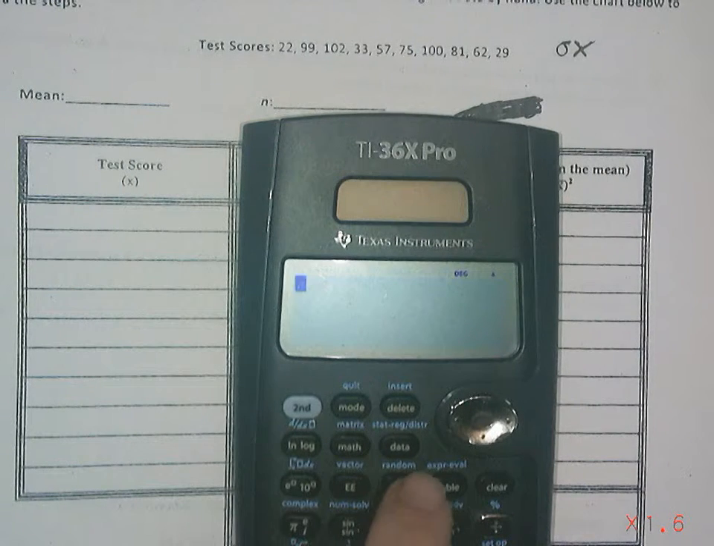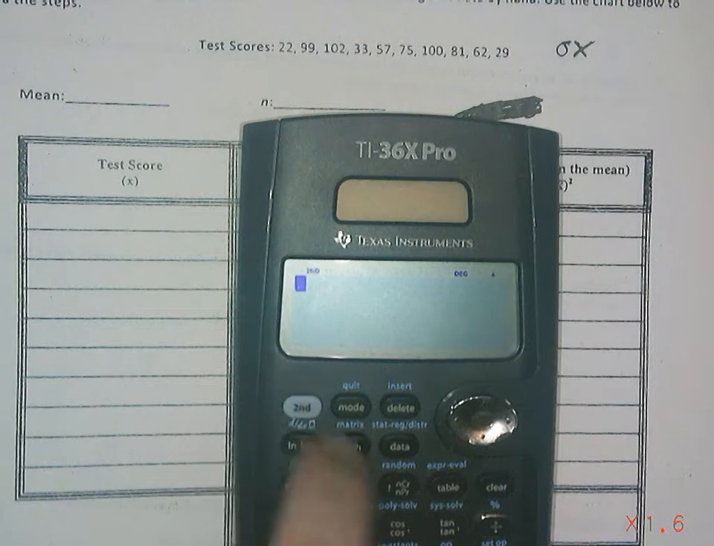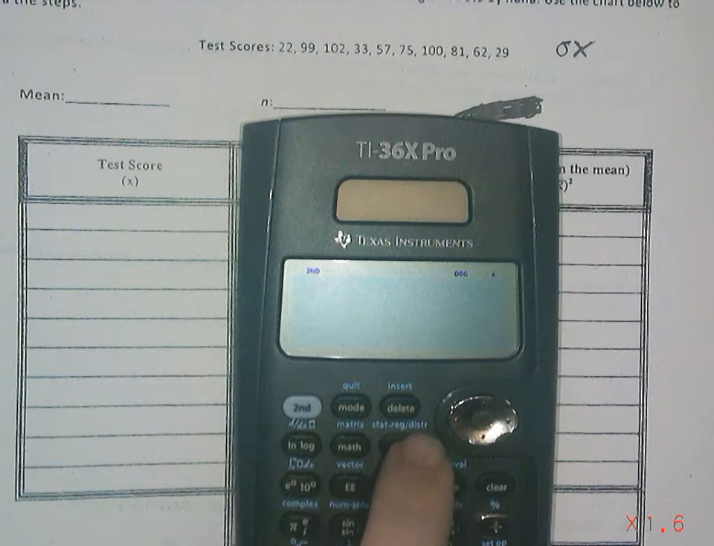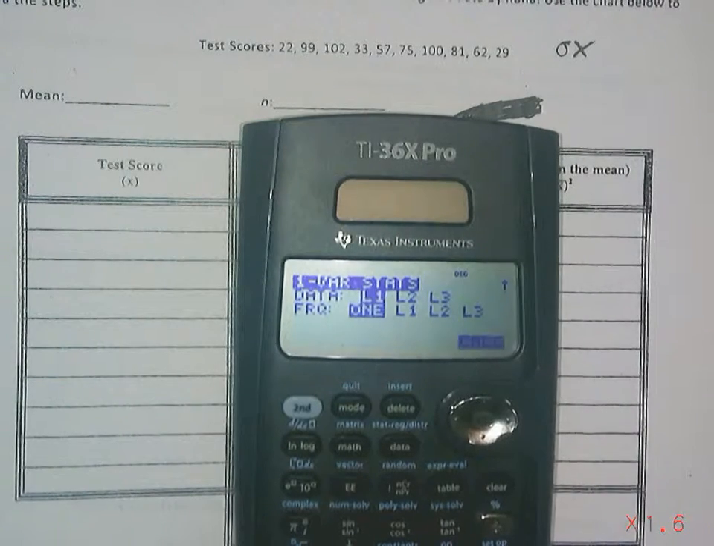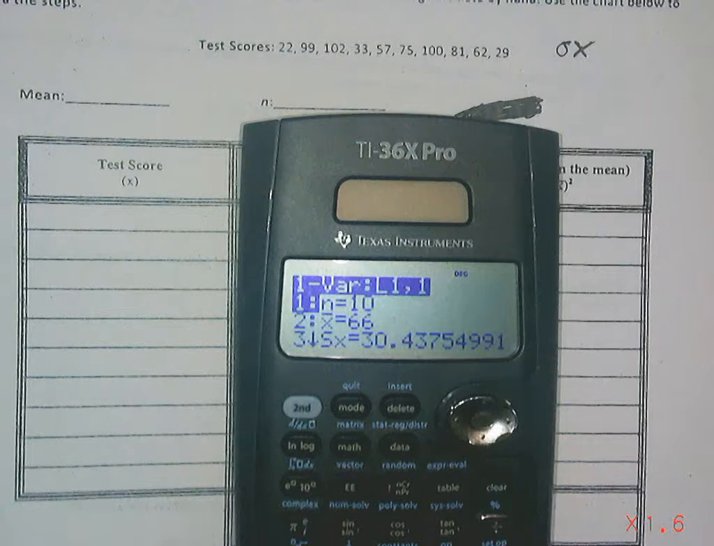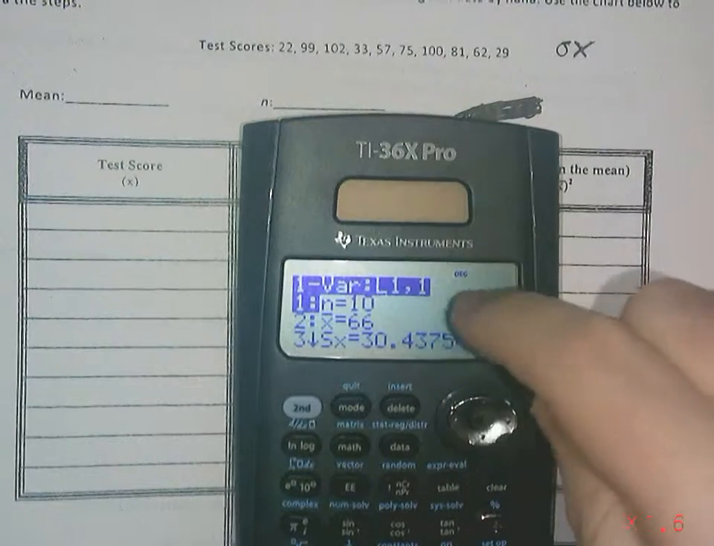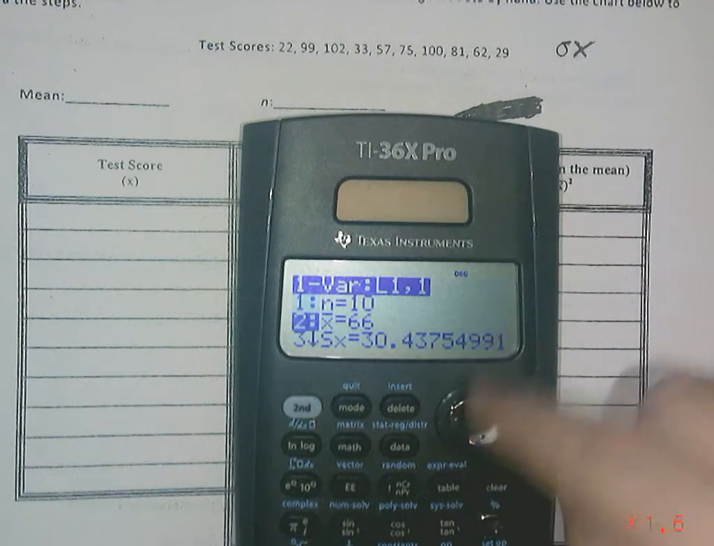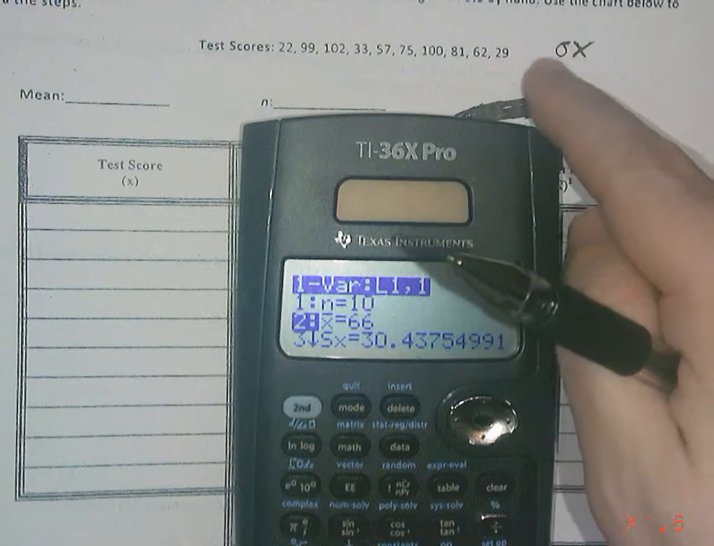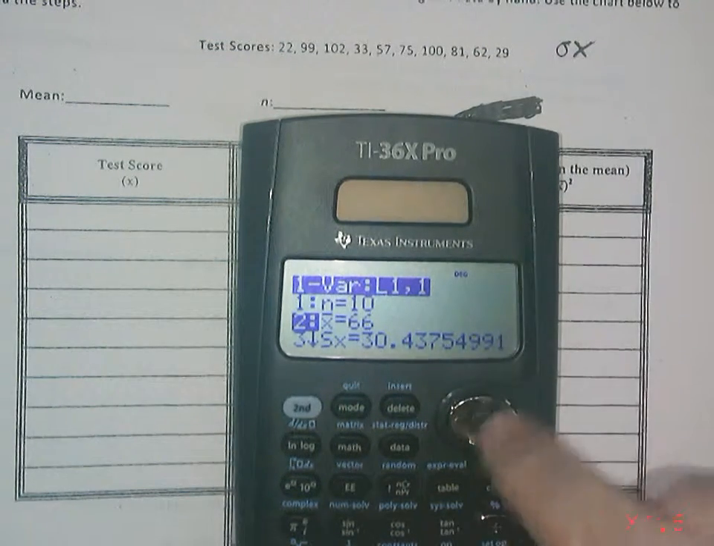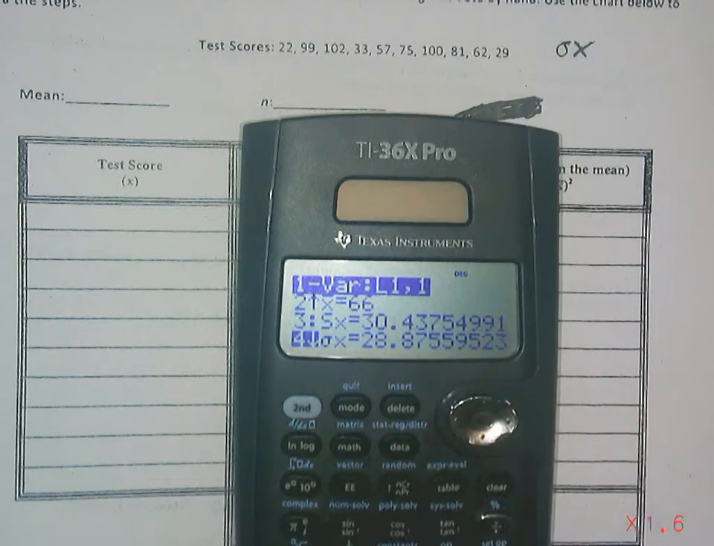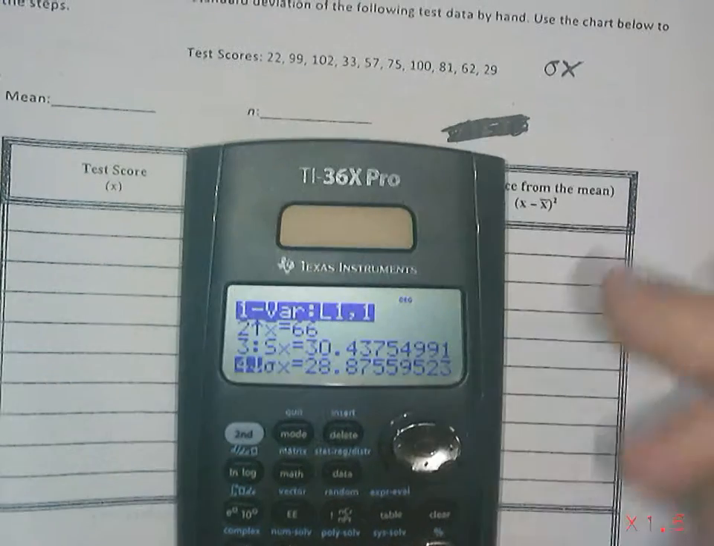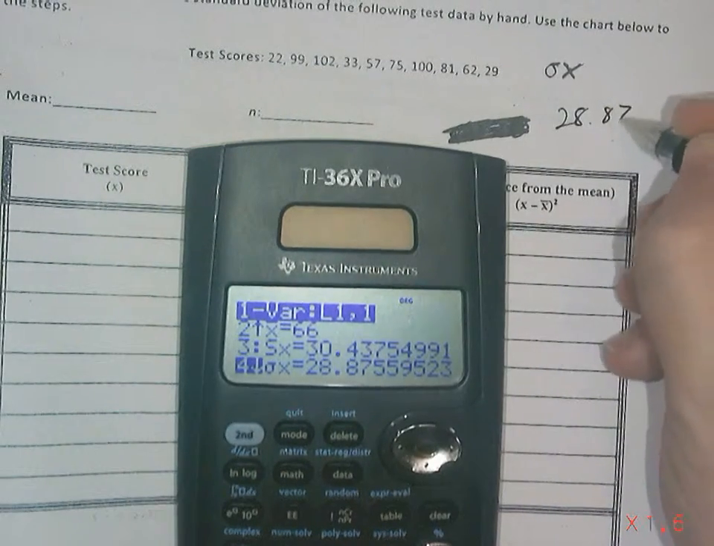And then to do the stats, I need the second option of the data menu. So second, and then data again. And again, I go to one variable, stats, and then I go down to calc. And again, this is the same menu we did for the box and whisker and for mean, median, and mode, all that kind of stuff. So standard deviation looks like this symbol right here, the little sigma with the line X. So we scroll down until we see the standard deviation symbol, and that tells me my standard deviation. Standard deviation is 28.87.